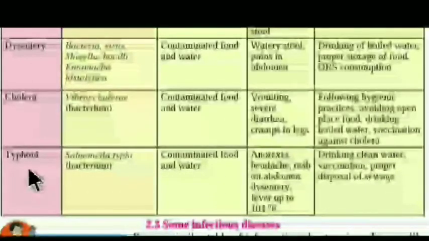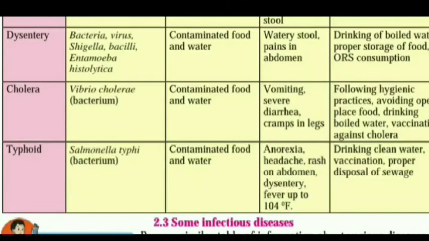Next is typhoid. The pathogen is Salmonella typhi. This is also a bacterial disease. Let's see the mode of infection of typhoid. Again, contaminated food and water. Then symptoms: anorexia, which means loss of appetite, headache, rash on the abdomen, dysentery, and fever up to 104 degrees Fahrenheit.